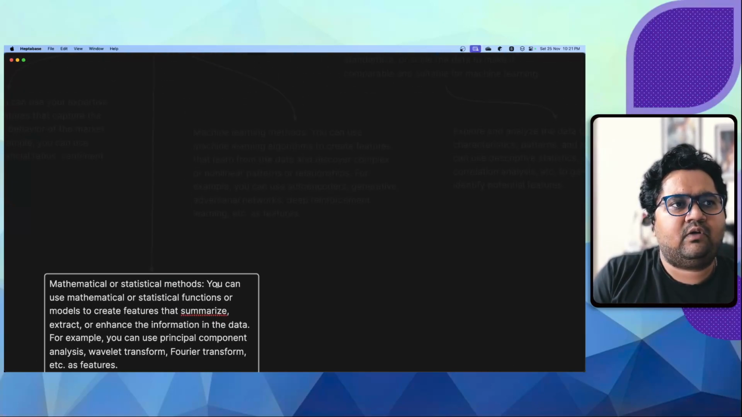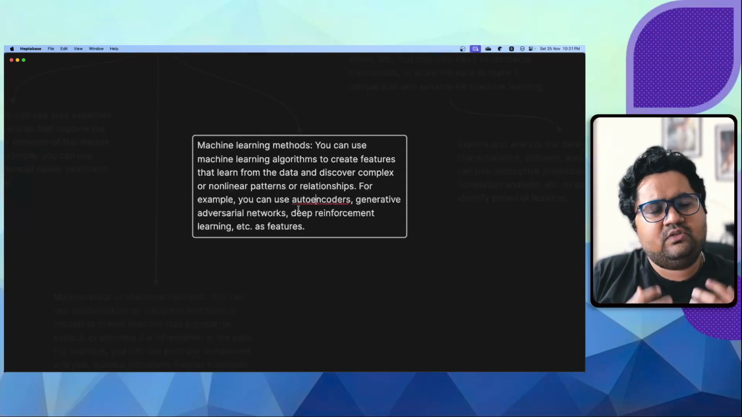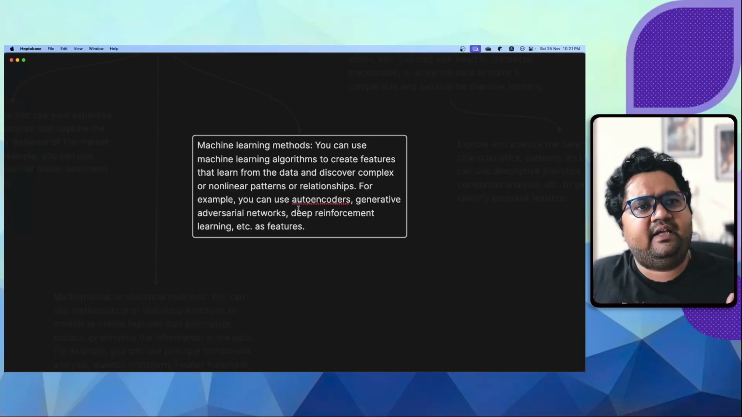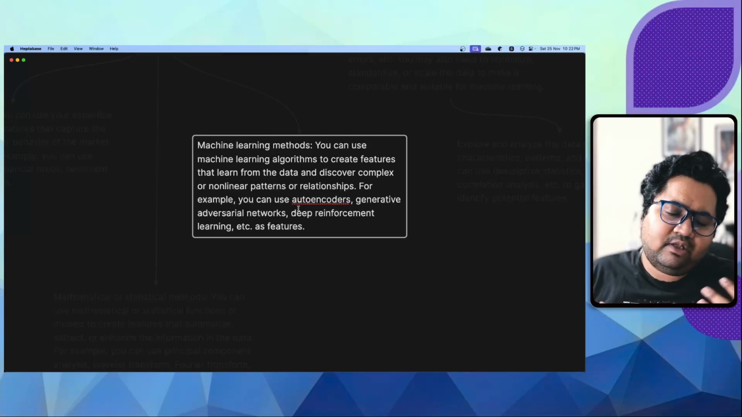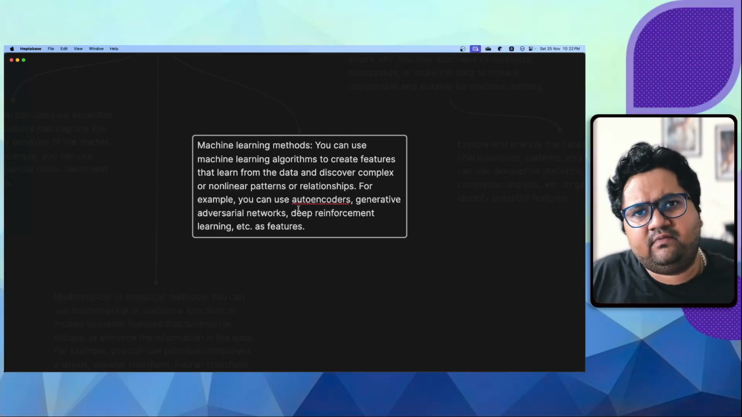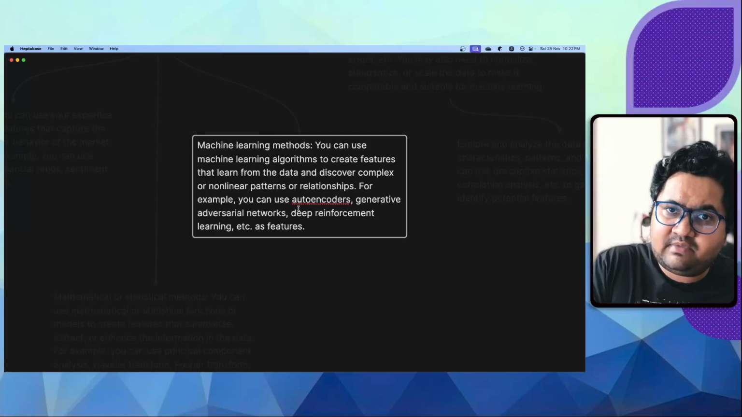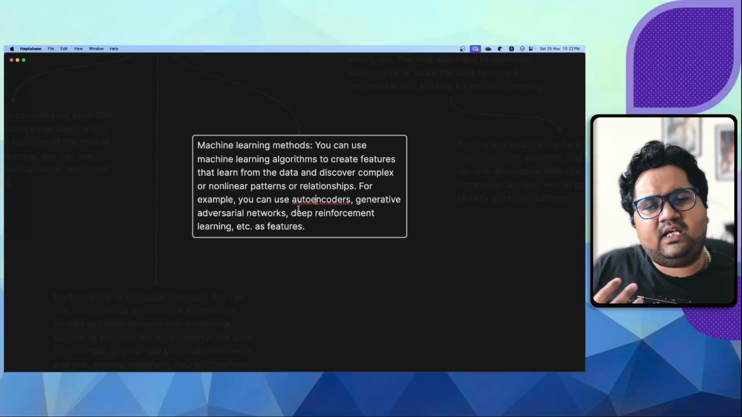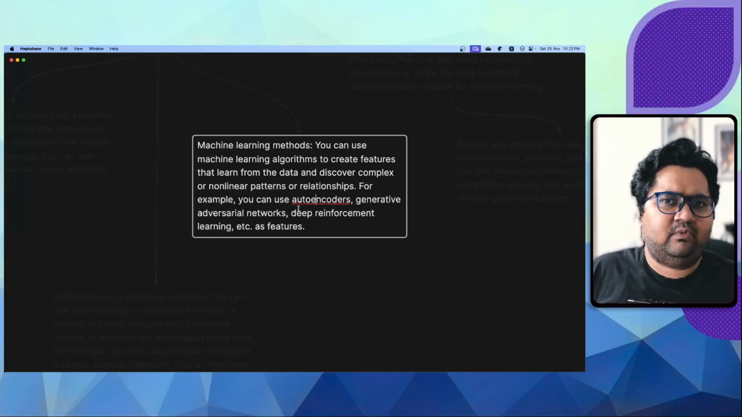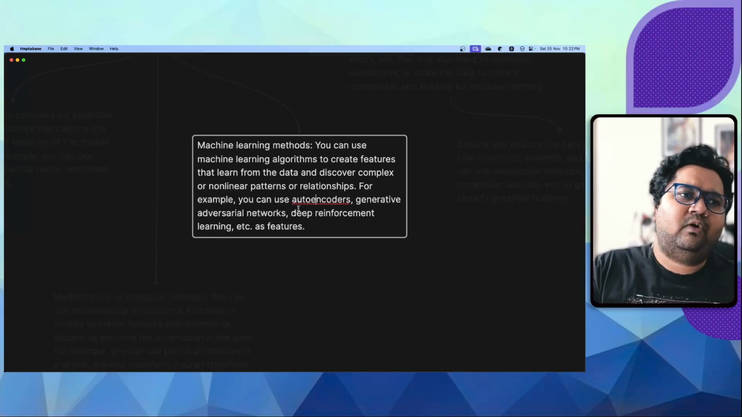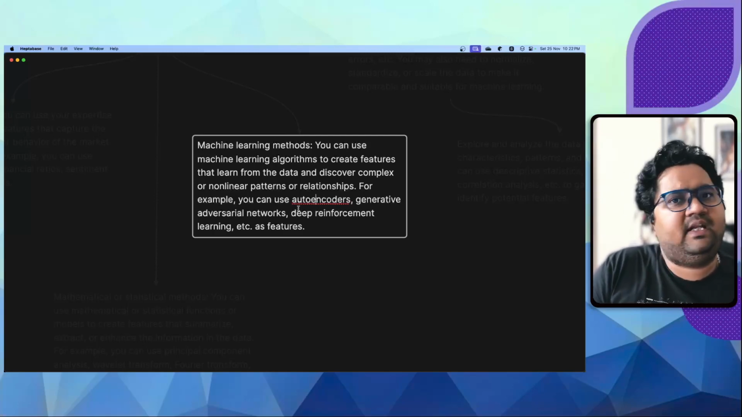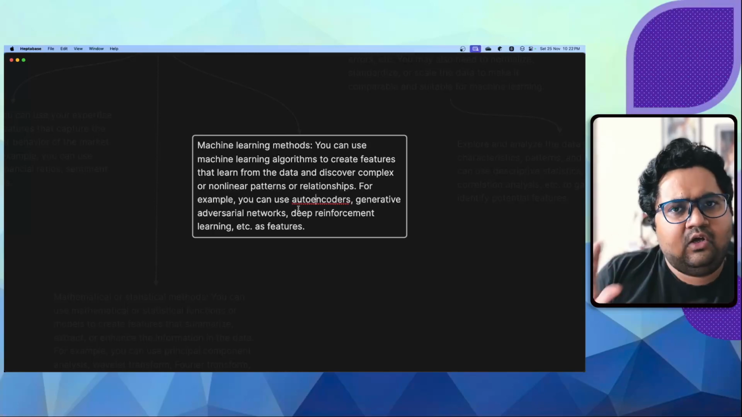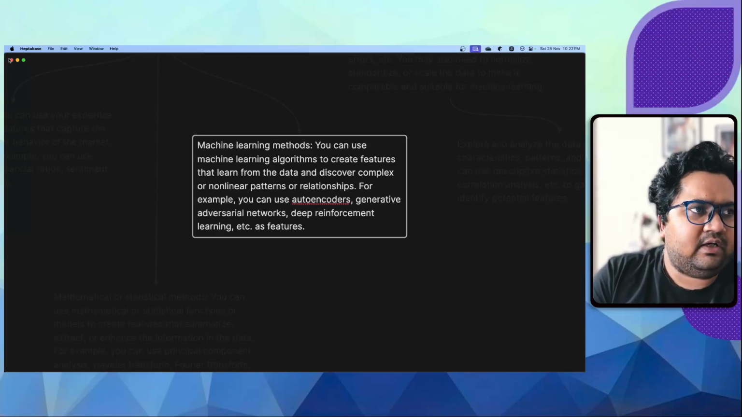And lastly, you can use machine learning itself to generate and discover more complex relationships or patterns. For example, you can use autoencoders, generative GAN networks, LLMs are very popular these days. Any and everything that can help you generate more features. Now, how you go about doing this is something which I'm not going to talk about in this video. I'll talk about the first two and we'll take a look at the Python code for it. All right, so that's the overview about it.